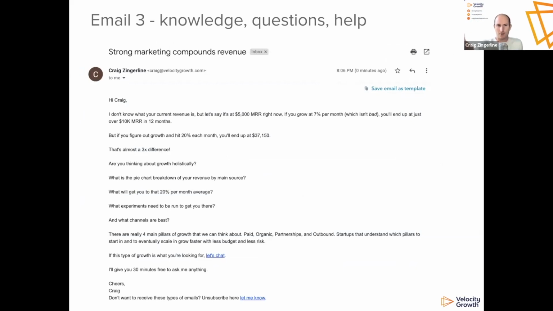And this is the one that I was telling you about, right? So I don't know what your current revenue is, but this is the whole thing. If you grow at 7%, which isn't bad, you end up at 10K over 12 months. But if you figure out how to hit 20%, you end up at 37,150. That's a 3x difference.